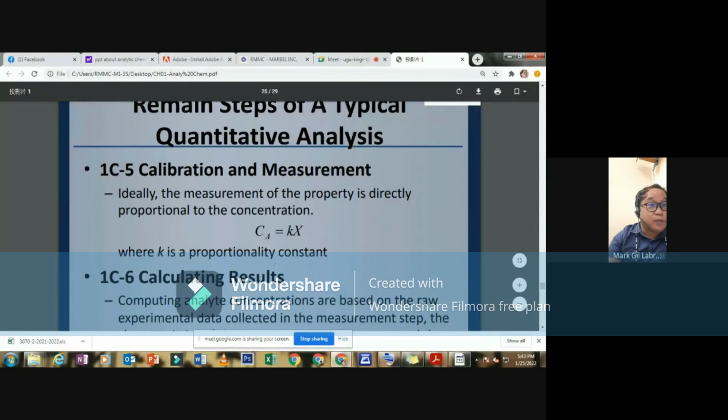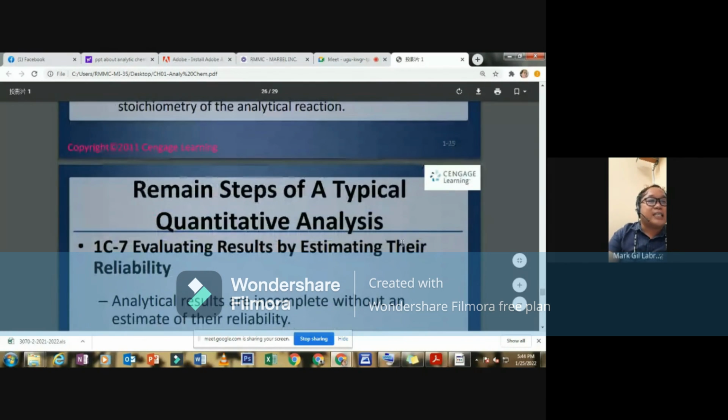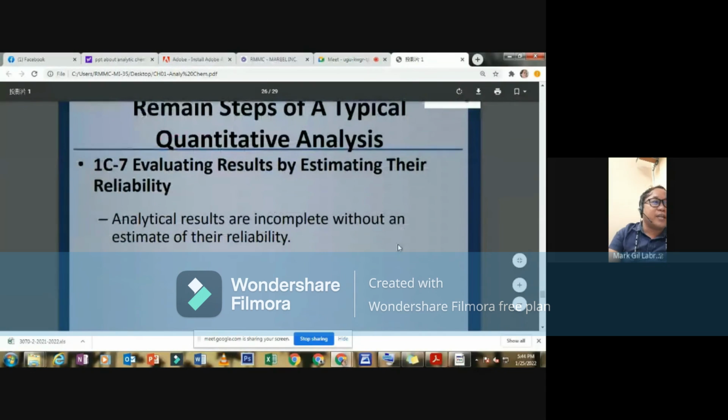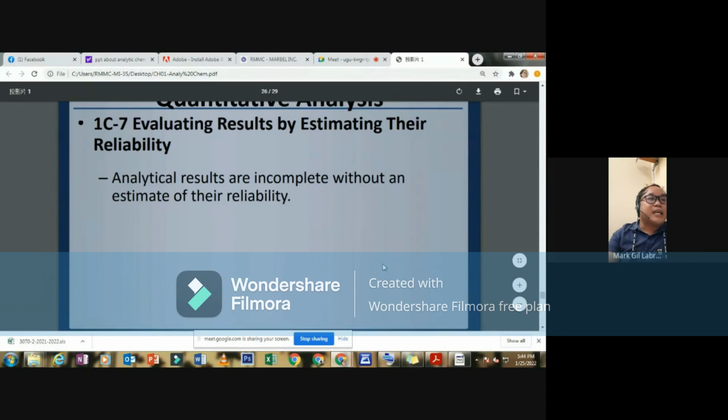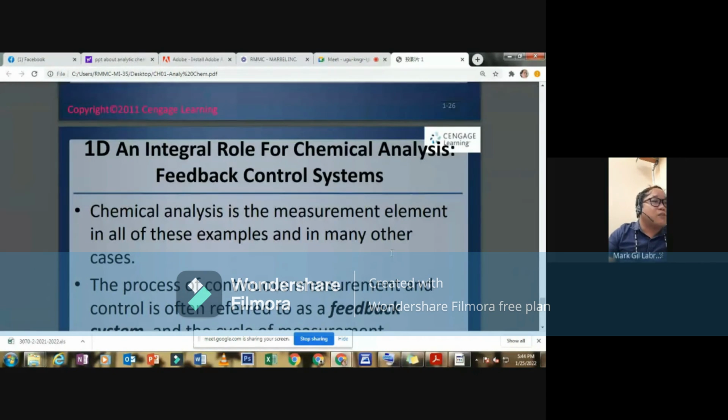So parang ganito ang formula. So this is our concentration and K is the proportionality constant yan siya. So how to calculate the result? Computing analyte concentration is based on the raw experimental data collected in the measurement step, the characteristics of the measurement instruments, and the stoichiometry of the analytical reactions. So here is the evaluation of the result by estimating the reliability. Analytical results are incomplete without an estimate of their reliability. So later na natin yung magkakaroon tayo ng mga solving.